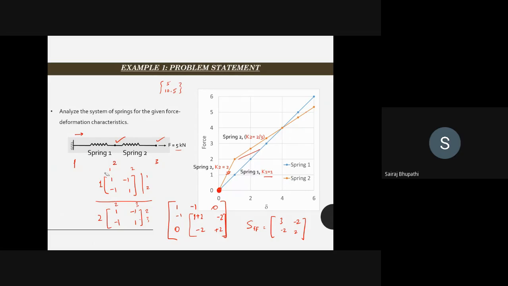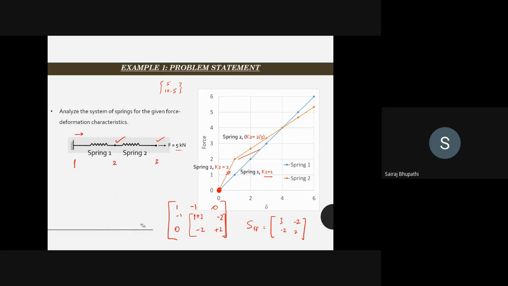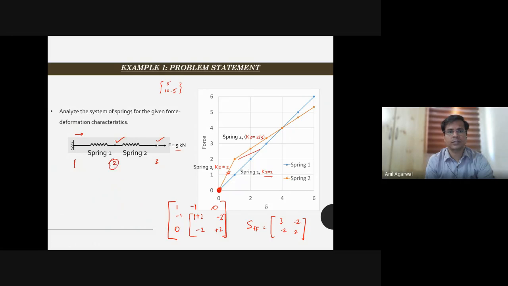No, sir. 2 is free. Yes, sir. What is the force acting at 2? At 2 degrees of freedom, what is the force acting here? External force. What is the external force here? 5, sir. 5.